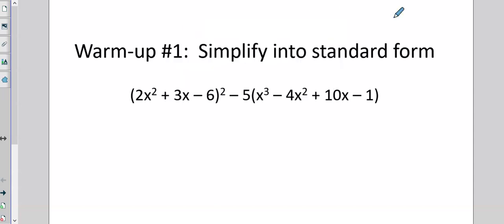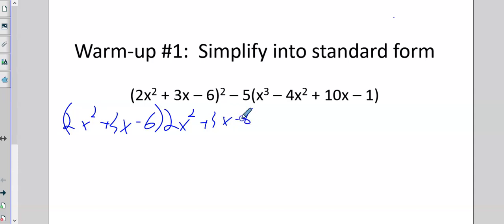All right, section 2, a warm up. So remember, in this case, a lot to do here. We need to first square this first one, which is going to be 2x squared plus 3x minus 6 times 2x squared plus 3x minus 6. I'll get to that next one in a bit.